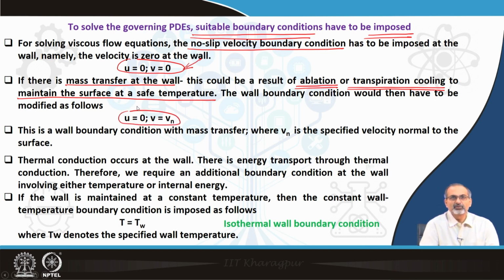You would have u equal to 0 still, which is basically the streamwise velocity component coming to 0 at the wall, but the wall normal component will no longer be 0. It will take up a non-zero value based on whether it is an ablation or it is a cooling fluid that you are introducing. This is a wall boundary condition with mass transfer, where V n is the specified velocity normal to the surface. This subscript n stands for normal, wall normal.